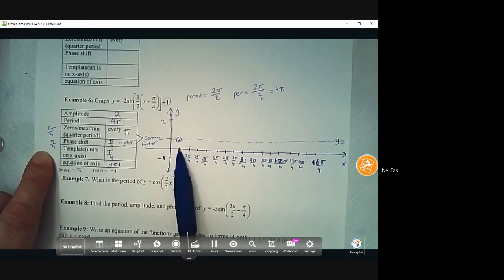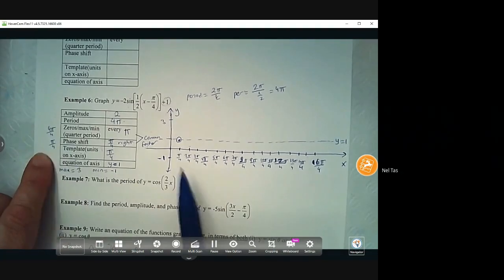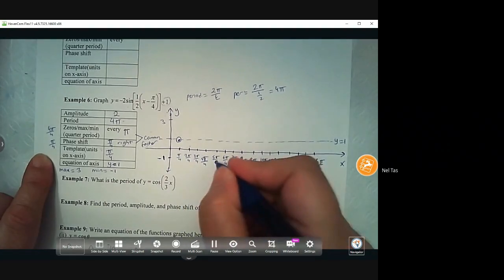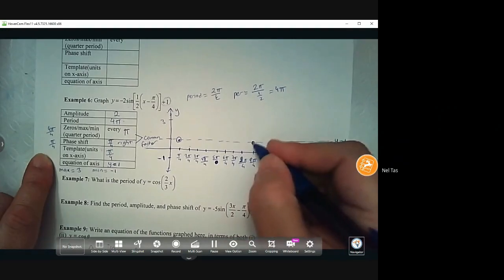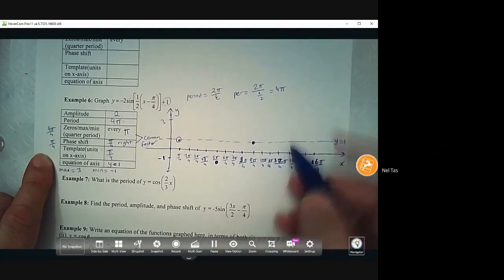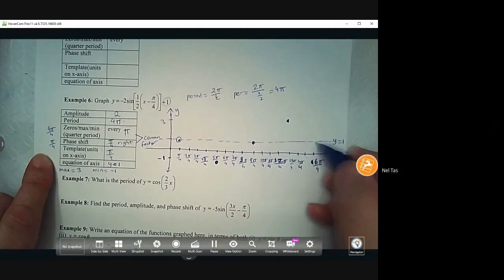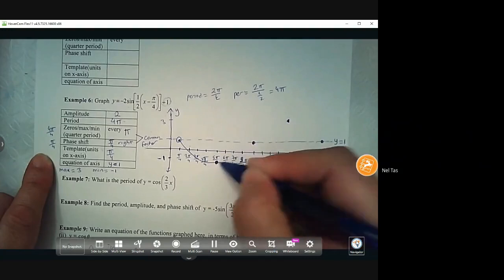So each marking, as you see, is 1 pi over 4. So I need to go 4 markings to mark the next point. So I go 1, 2, 3, 4, and put the minimum. 1, 2, 3, 4, put the 0. 1, 2, 3, 4, put the maximum. 1, 2, 3, 4, which is 17 pi over 4, we put the 0. Now we can sketch the curve.